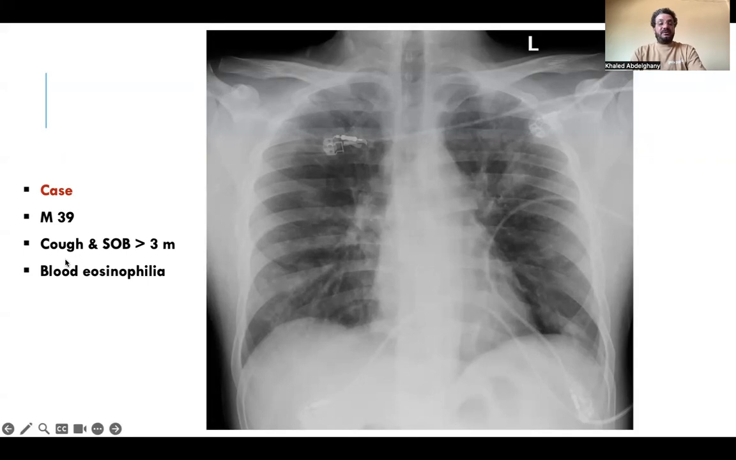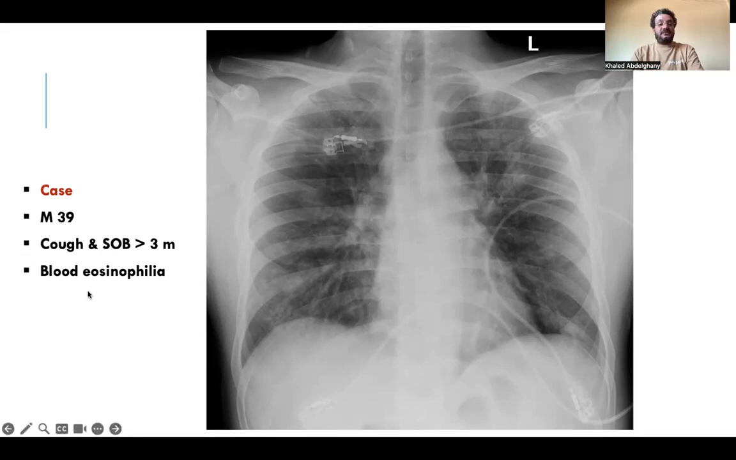Here we have a patient having symptoms of cough and shortness of breath for more than 3 months. Chronic eosinophilic pneumonia needs symptoms for more than 1 month. So this applies well to chronic eosinophilic pneumonia.